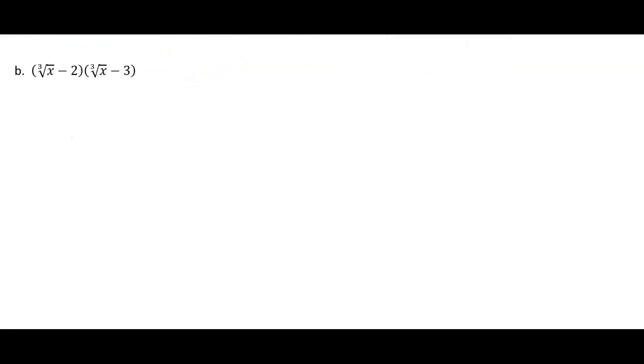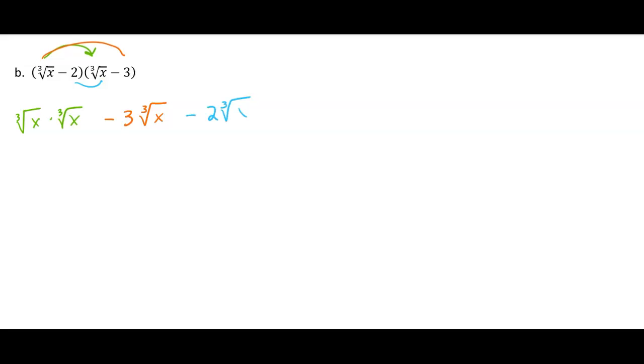All right, so here's another one. It looks like it has cube roots in it, but we just take it one step at a time. So the cube root of x times the cube root of x. And we're going to do the outsides. So it's going to be minus 3 times the cube root of x. Then we're going to do the insides. It's going to be minus 2 times the cube root of x.